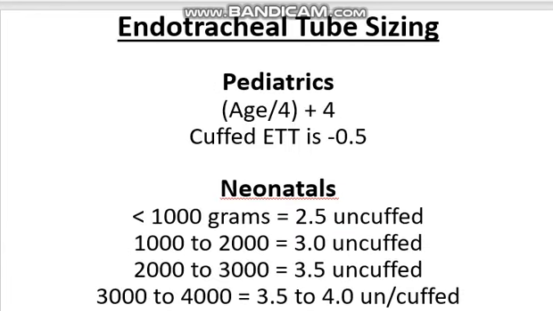Endotracheal tube sizing. Pediatrics use an equation of age divided by 4, then plus 4. If it is cuffed you subtract 0.5. Neonatals are based off weight. Less than 1,000 grams equals a 2.5 uncuffed. 1,000 to 2,000 equals a 3.0 uncuffed. 2,000 to 3,000 equals a 3.5 uncuffed. 3,000 to 4,000 equals a 3.5 to 4.0 uncuffed or cuffed.